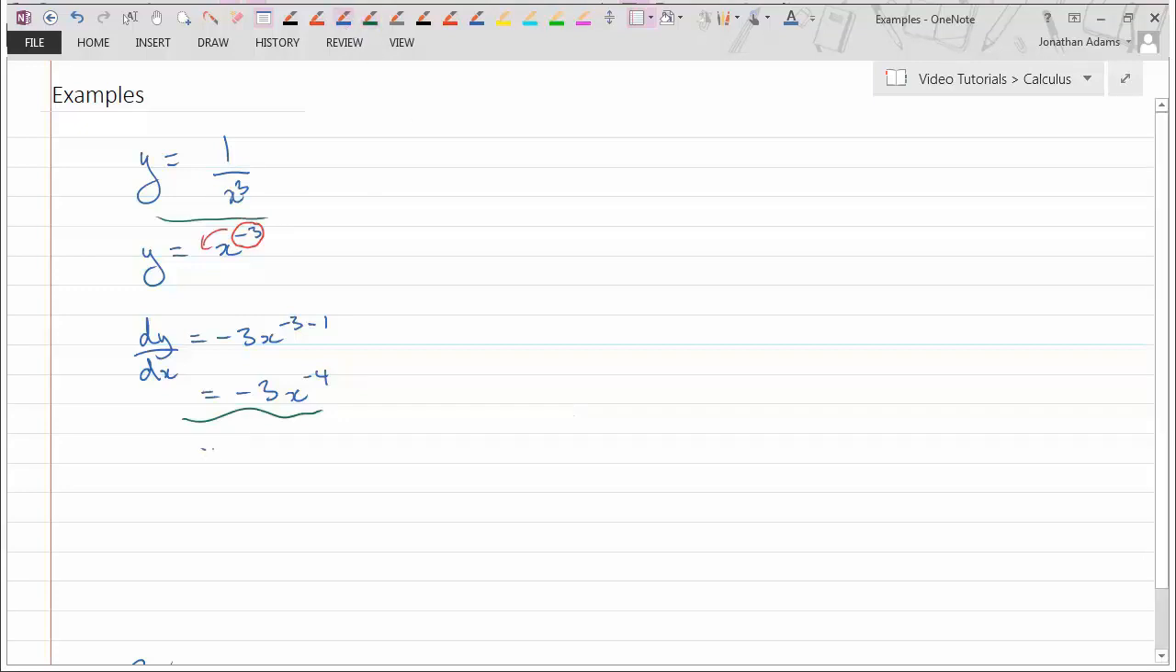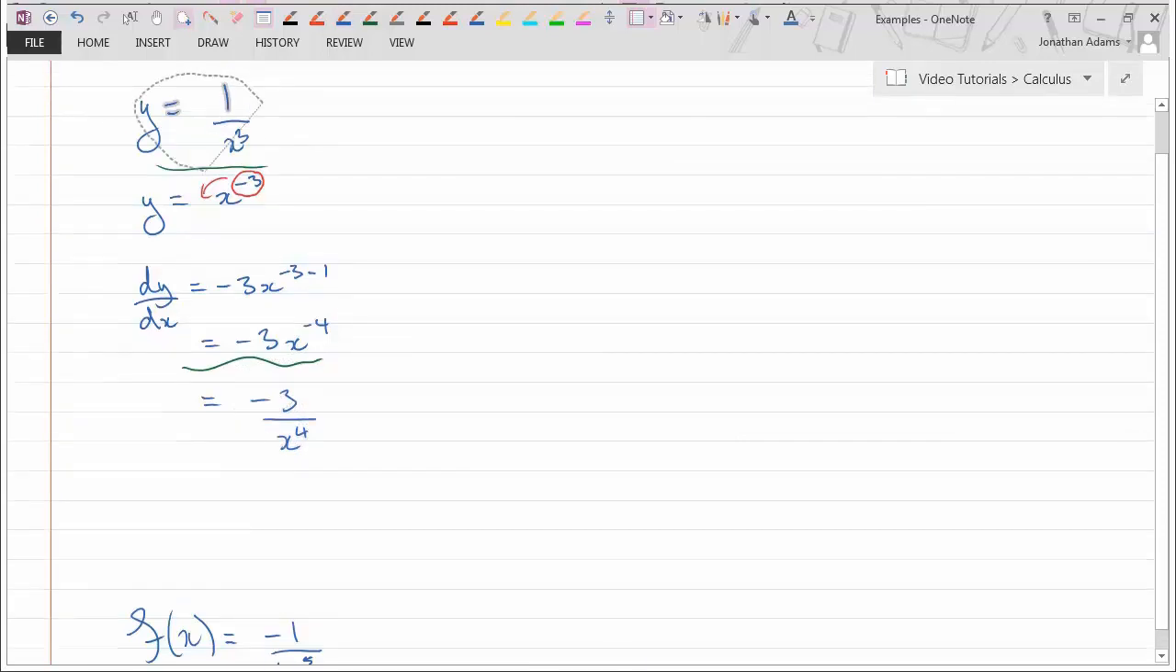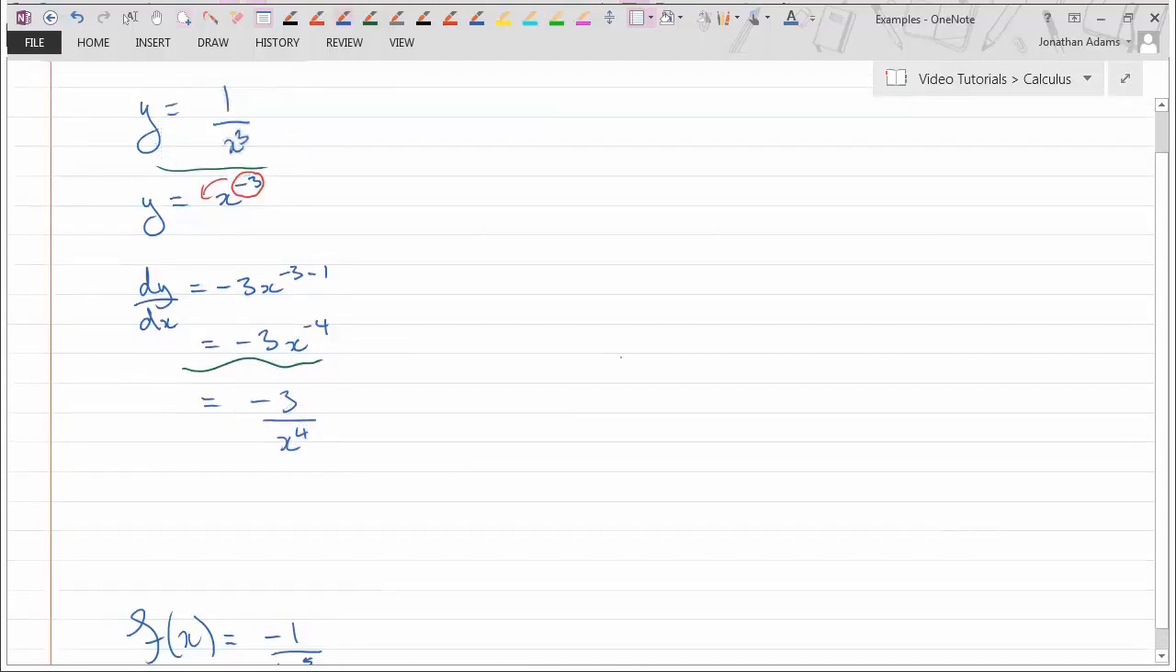For comparison, we should probably leave it in the same form that it originally started in. So in this case, we're going to write it as minus 3, and x to the minus 4, we can write that as 1 on x to the power of 4. So we can write it into this form. And this is the derivative of the function that we started with.